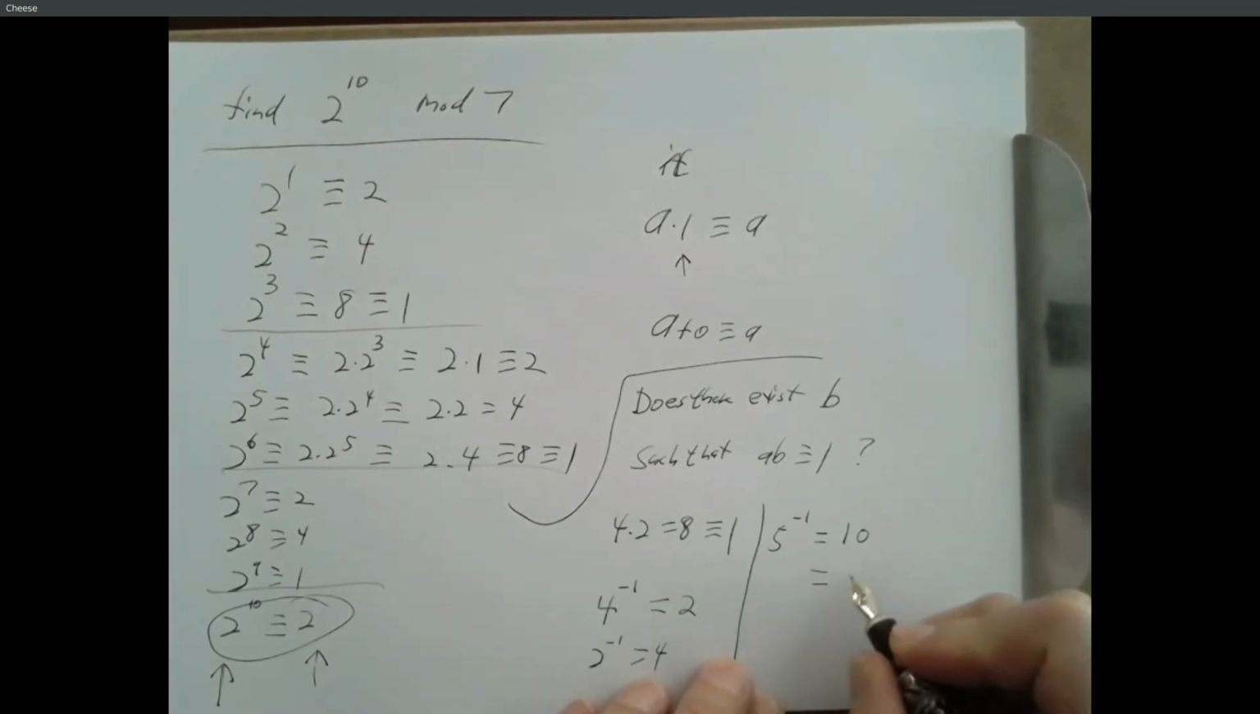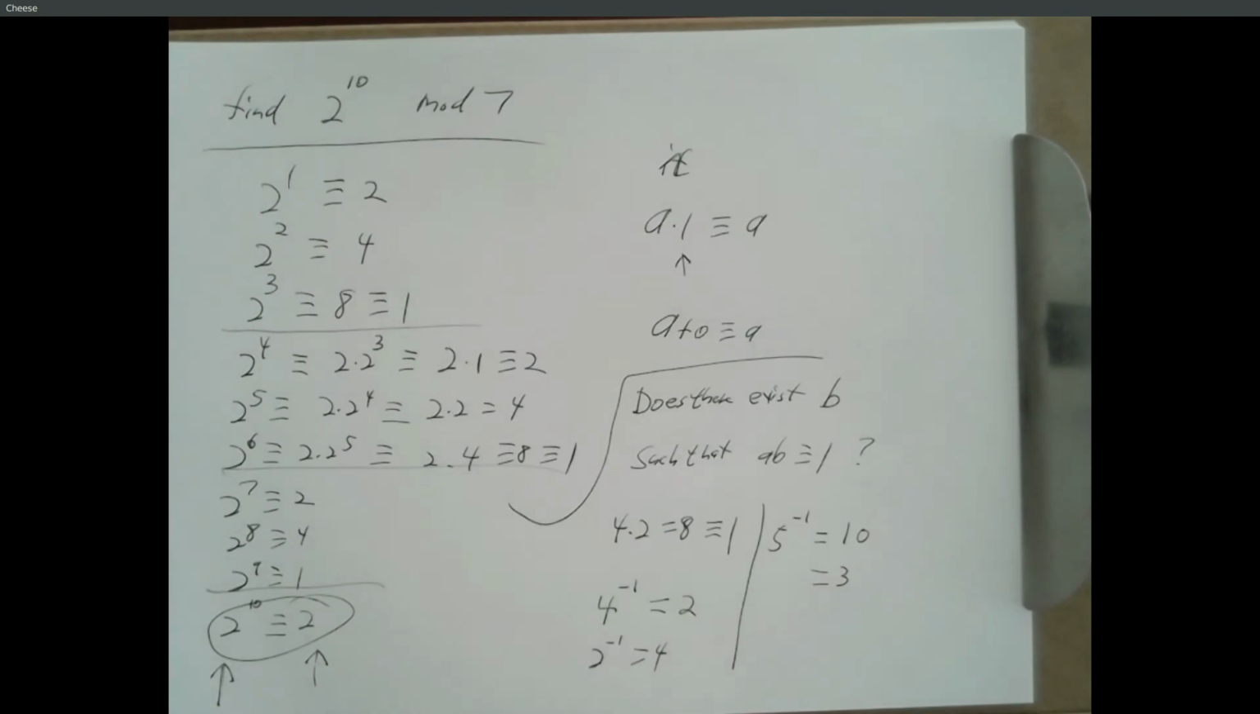Three, right? So 5 times 3 is 15. It's 1 more than a multiple of 7, 14. So 5 turns out to have an inverse. 3 has an inverse.